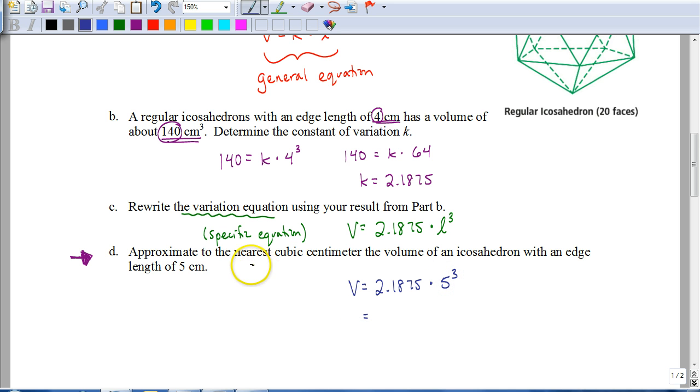And when we do that, now here they say round to the nearest cubic centimeter. That means we're not going to have any decimals. So we'd round this to be about 273 centimeters cubed.